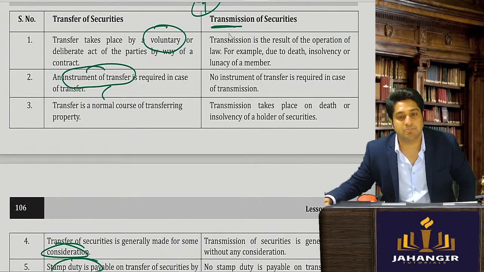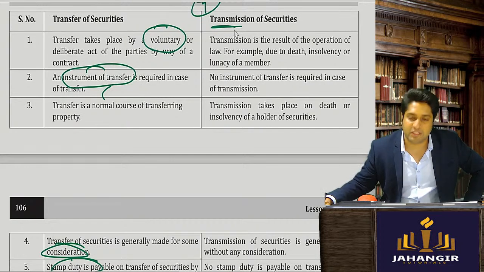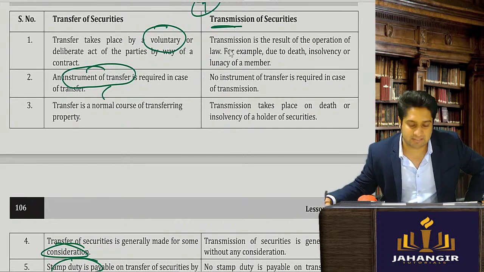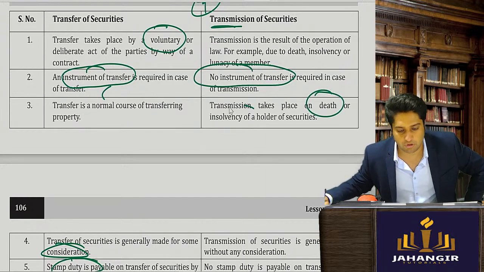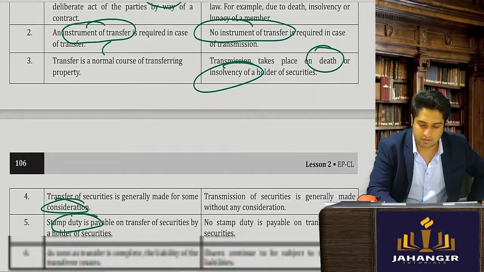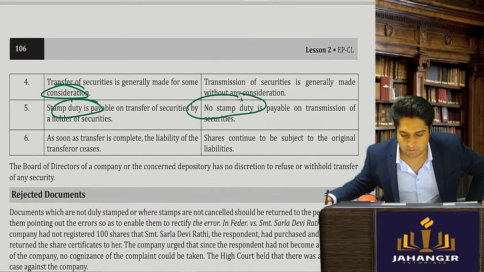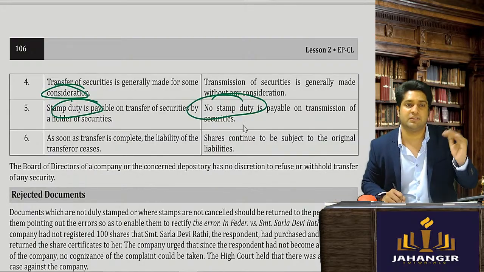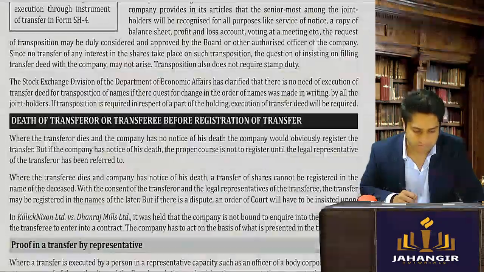When it is due to transmission, that is on death, insolvency, etc., by operation of law, then in such a case no instrument of transfer is required. It will be done on death or insolvency of the party. Since it is on death and involuntary, no stamp duty is to be paid, since no transfer deed is there either. So I think this is it.